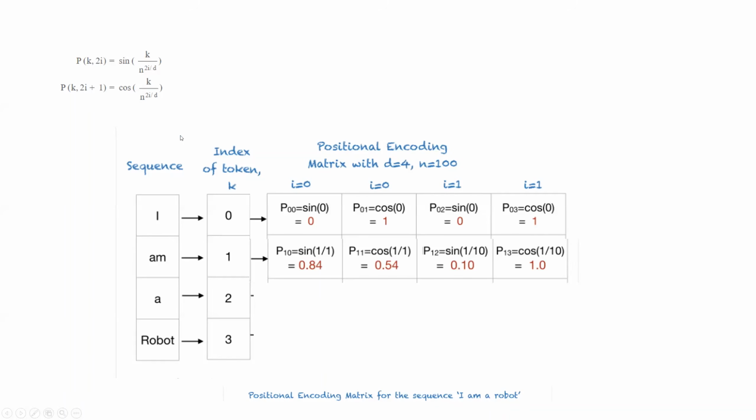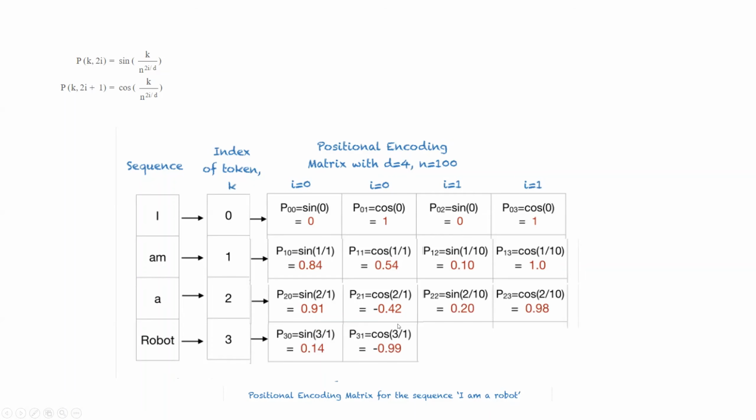So k is equal to 1, i is equal to 1, so it becomes 2 over d, and d is 4, sorry. So d is 4, so 2 upon 4 is 1 upon 2, and n is 100, so the square root of 100 is 10. That's why we have 10 here. So sine of 1 upon 10 is 0.1, cosine of 1 upon 10 is 1. Okay, so keep going like this. Here we will have k equal to 2, and you can figure it out yourself, and so on. And that's our position encoding. That's the way it works.